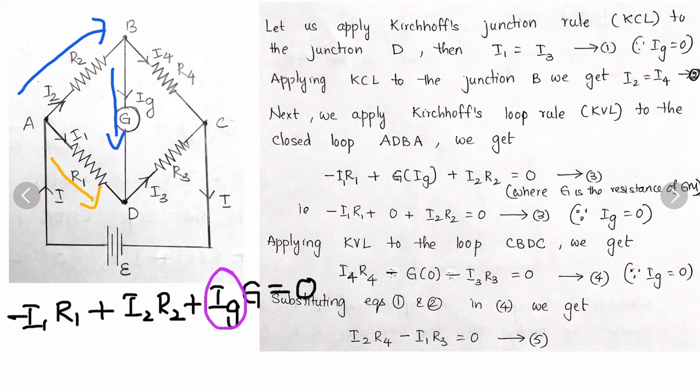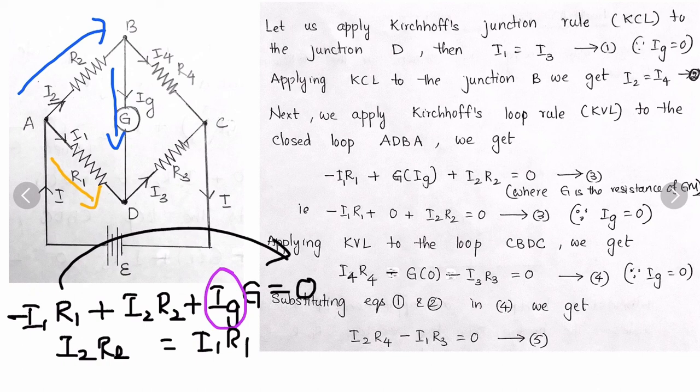But we know Ig is equal to 0, which I already told you is the balancing condition. Therefore, this equation will become, sending this to the right side, I2 R2 is equal to I1 R1. This is equation number 3, which I have shown here. Okay, so let's continue further.